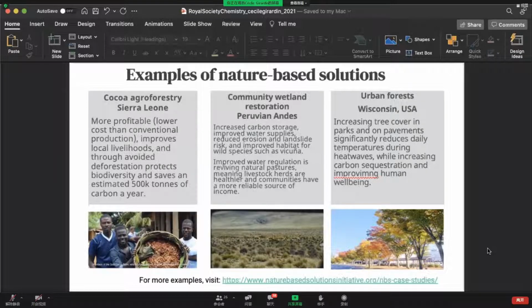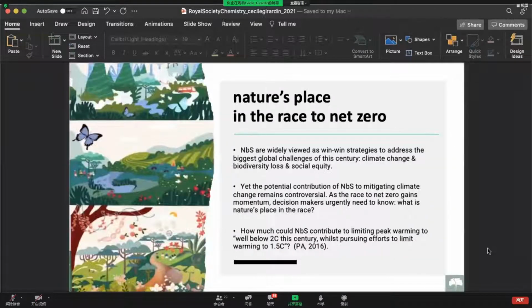Another example is the urban forests in Wisconsin in the States, which have been shown to increase tree cover, reduce daily temperatures during heat waves, and increase carbon sequestration. And we have also seen, especially during the pandemic, the strong links between green areas in urban settings, nature and human health, mental and physical.